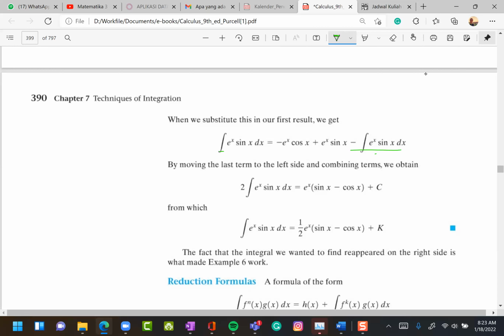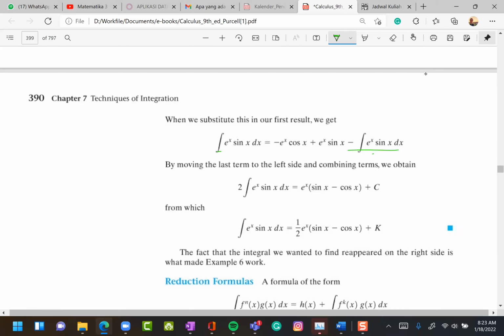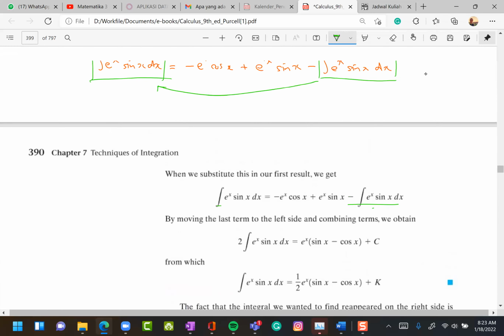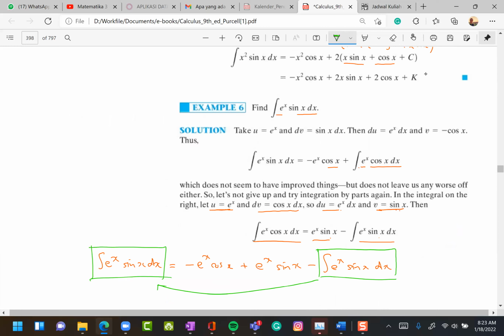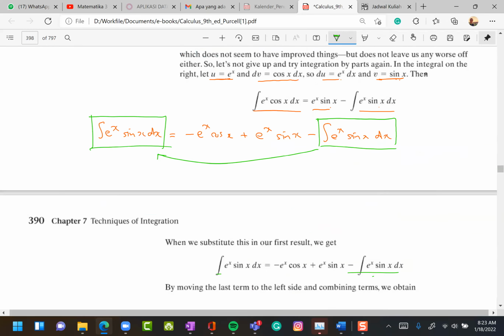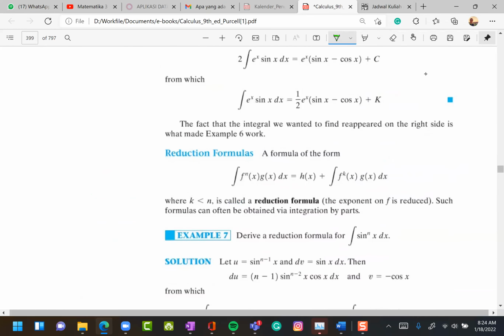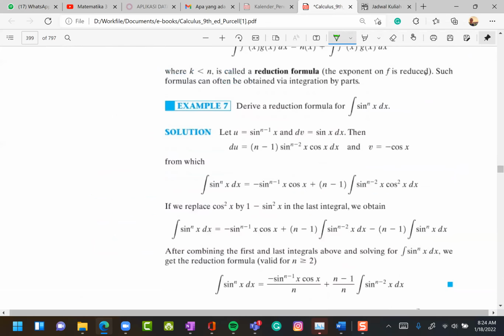So this example shows you that it doesn't matter the choice for u and dv, you can interchange these. There are examples when the choice for u and dv is important. In this particular example, you can take either one. Okay, so skip this one.